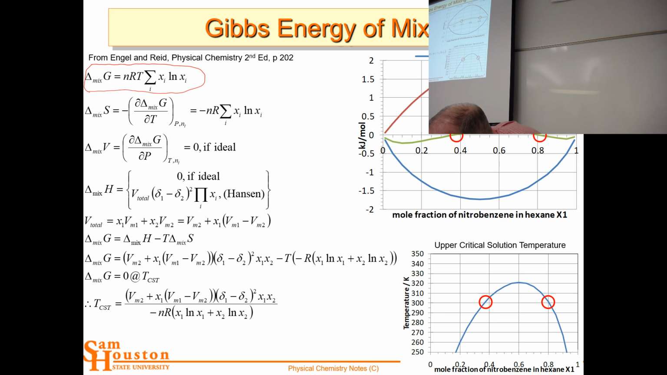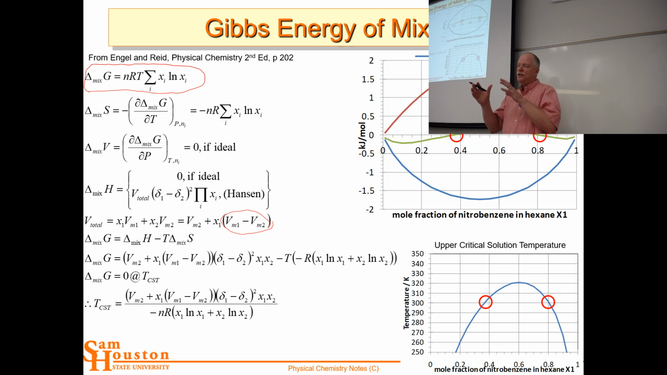And you can't really tell it, but that delta H is not symmetric about 0.5. It's to the right a little bit. So the maximum is over here. It's not right at 0.5. And that's because of this difference in the molar volumes of the two substances. So hexane and nitrobenzene have slightly different molar volumes. And so that's a difference in the way those two molecules like each other, right?